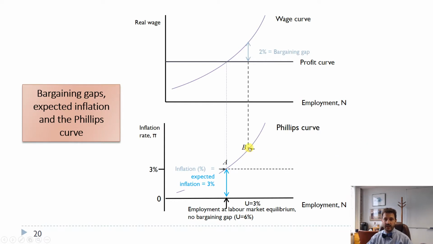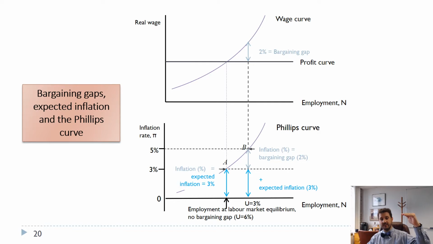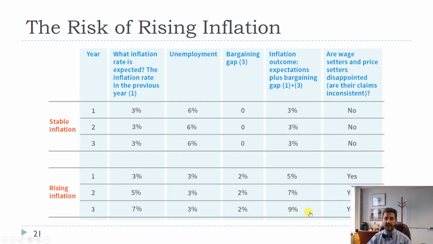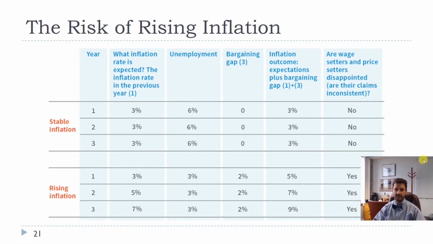But if we move up to point B, now we have a bargaining gap of 2%. In order to keep workers working efficiently, we need to give them their expected inflation of 3% plus a 2% raise, which is 5%. Well, if we raise wages by 5%, then prices are going to go up by 5%, meaning that the real wage that workers are paid is lower than they expected. And so now we have 5% inflation, and next year we're going to have to raise their wages even more, assuming the bargaining gap stays the same. And this is the problem of trying to keep the unemployment rate too low, is that wages keep going up and up and up. The only place where they're stable is where the wage curve crosses the profit curve.